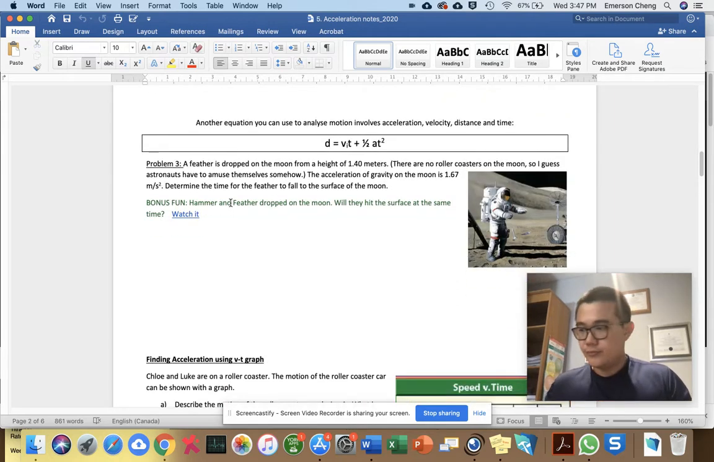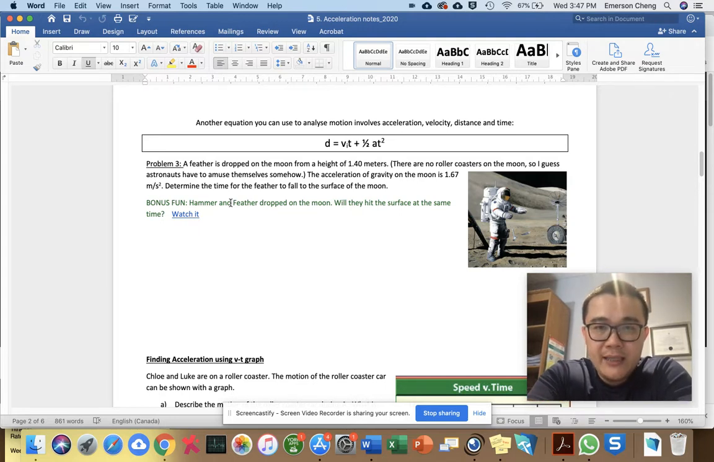Now, the next question, number 3. I'm going to do question number 3 now. Problem number 3: a feather is dropped on the moon from a height of 1.4 meters. There's no roller coaster on the moon, so I guess an astronaut drops it. The acceleration of gravity on the moon is 1.67. Determine the time for the feather to fall to the surface of the moon.